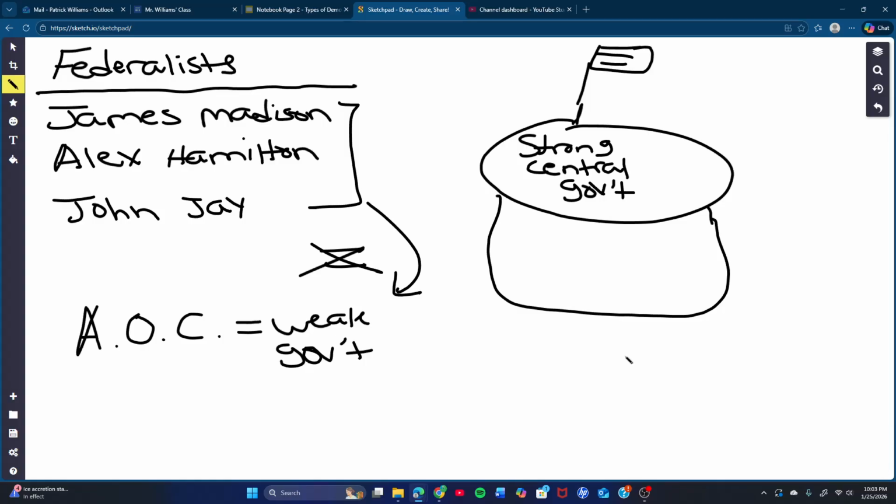Madison's key argument in Fed 10 was that a large republic is superior to a small republic in controlling the mischiefs of faction. I want you to think about it logically. In a small republic, say one state, you might have farmers versus merchants, or people who collect debts versus the people who make the debt. One group could gain majority control and pass laws that harm the other groups.